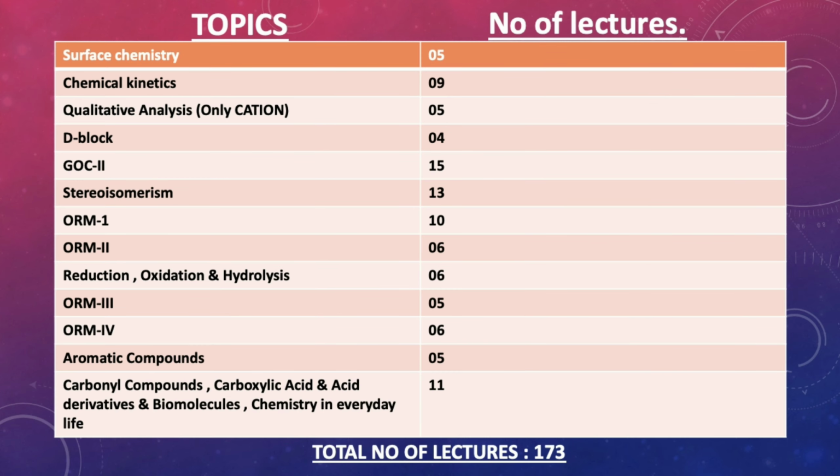Surface chemistry, 5. Chemical kinetics, 9. Qualitative analysis 2, 5. D block, 4. GOC 2, 15. Stereoisomerism, 13. ORM 1, 10. ORM 2, 6. Reduction, oxidation and hydrolysis, 6. ORM 3, 5. ORM 4, 6. Aromatic compounds, 5. Carbonyl compounds.